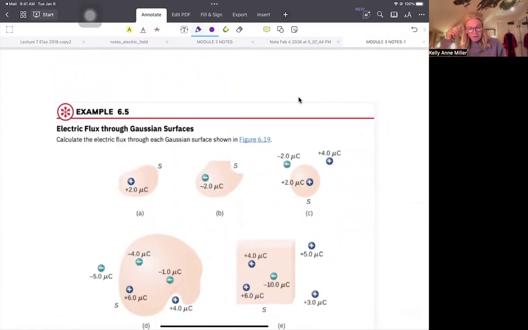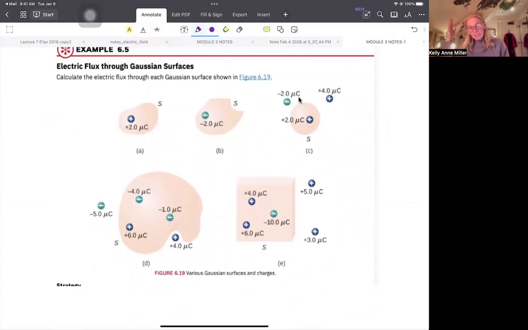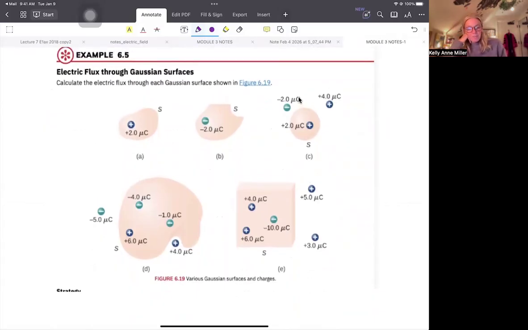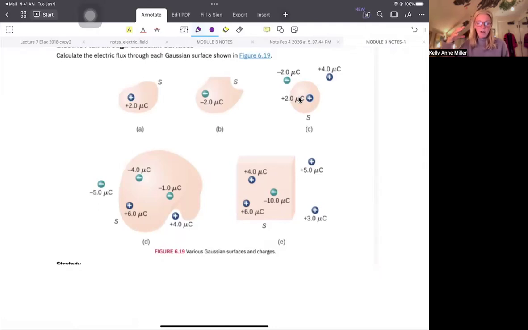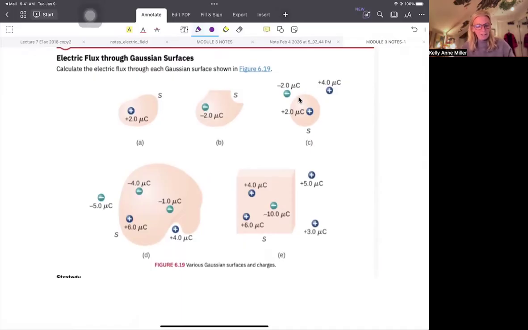This is one of the examples from the textbook. This is just to get the idea across that the flux through any surface is just a function of how much charge you've got contained within that surface. You can basically draw any closed surface and calculate the flux through that surface just by counting up the charges and then dividing by the constant epsilon naught. So let's do a couple of examples here: the simplest one and the most complex one, A and E, just so you can see how it works.